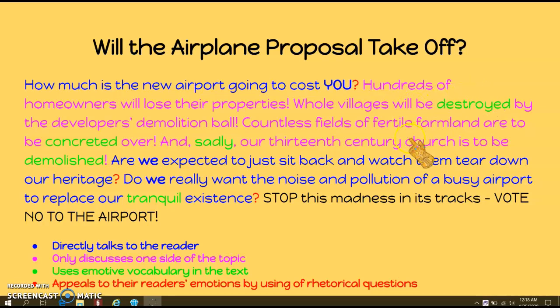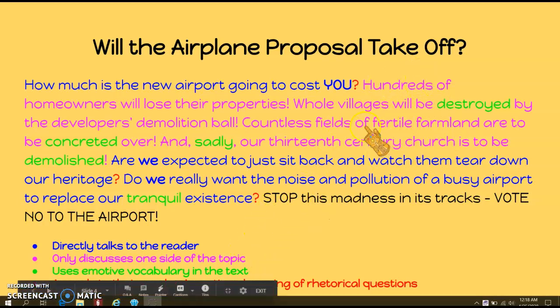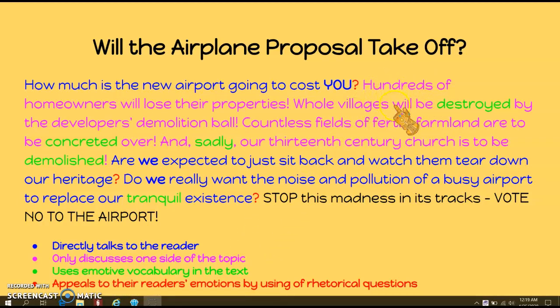So those 3 sentences show that we're only discussing one side of the topic, and obviously from the events that they're discussing, they do not want the airport to be built. And they're using emotive vocabulary. They have destroyed, concreted, sadly, demolished, and we have tranquil down here, which we haven't gotten to yet.